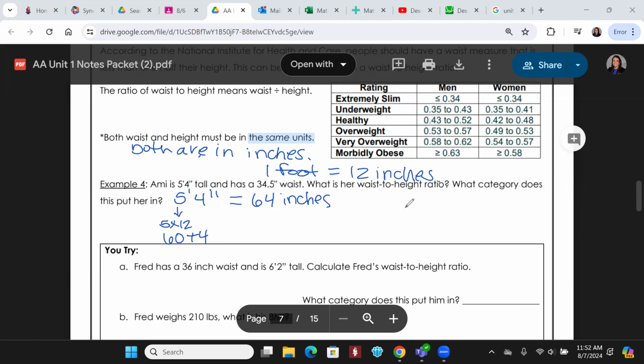So now we're going to do waist divided by the height. So how big was her waist? 34.5 divided by our height, which was 64 inches. And when we do that, we're going to get 0.539.